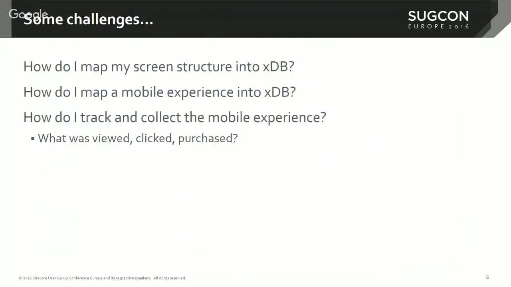So this introduces a few challenges. How do I map my screen structure in a mobile device? Just like the website, you have a landing page, and you have a detailed page and a product page. Well, usually in a mobile app, you have the same sort of thing. Now, also, how do I map the mobile experience, which is screen views and screen clicks and events, into xDB? Then how do I actually track that person in xDB?